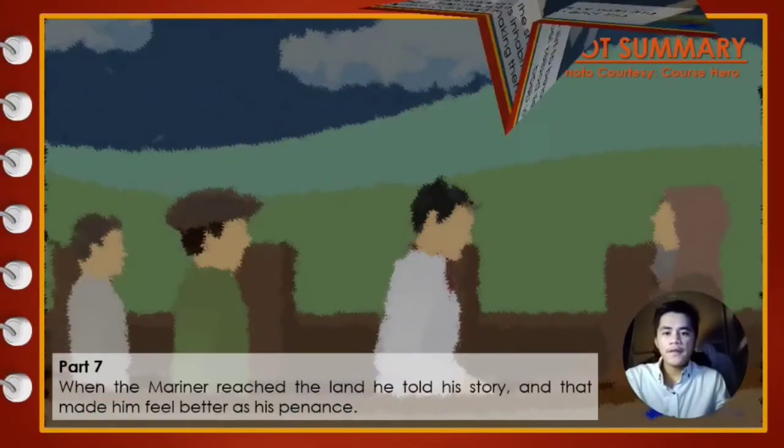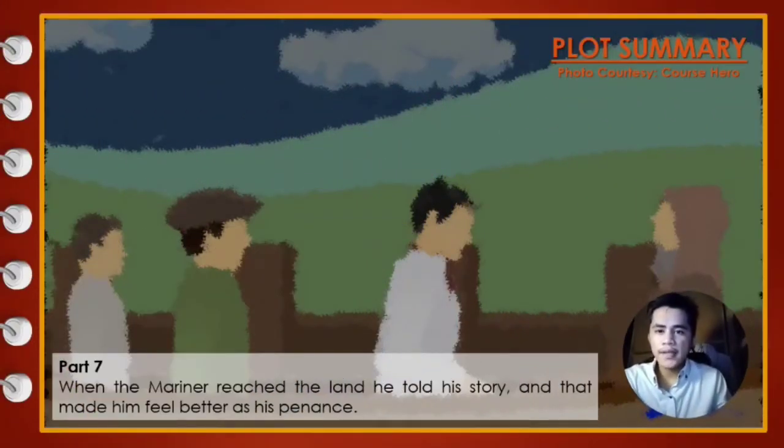In part 7, as the mariner reached the land, he told his story and that made him feel better, as his penance. The penance of the mariner is to tell his story, because if he won't, then he will feel an unbearable pain. That is why he needs to tell his story to everyone who needs to hear it.